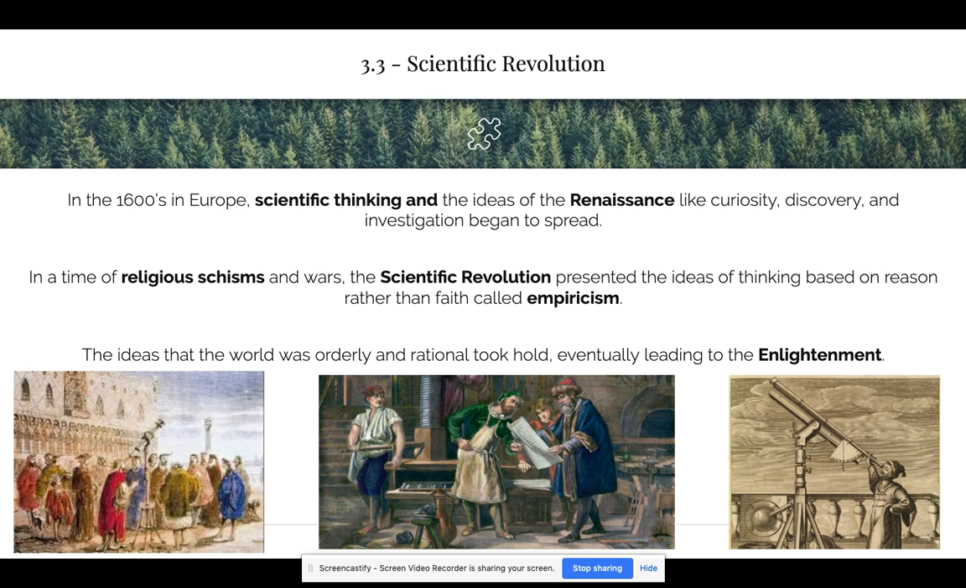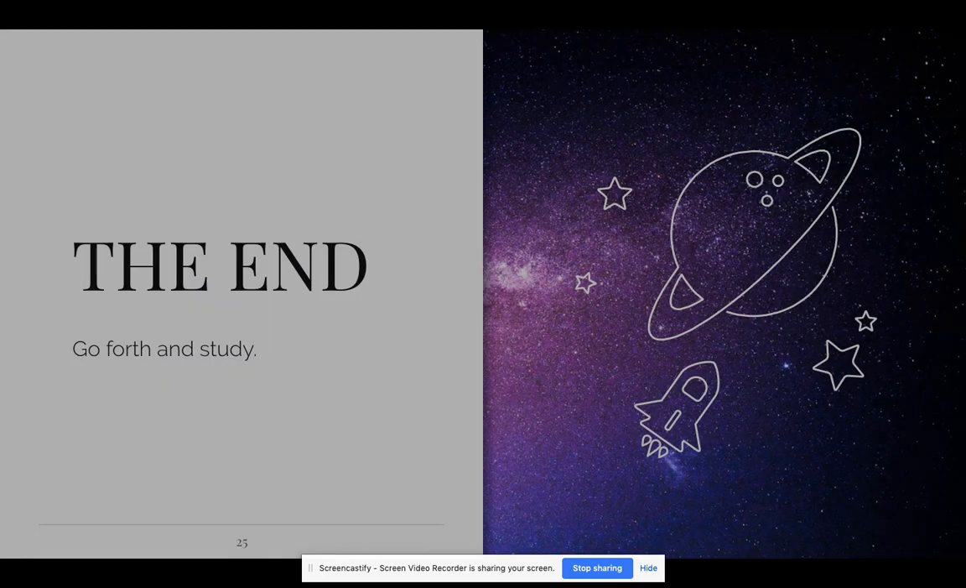So in a time where religions are already splitting, the scientific revolution, which really focuses more on rational thought than faith alone, an idea called empiricism, doesn't help the power of the church. Eventually, the scientific revolution leads to the Enlightenment, which we're going to talk about in the next unit.